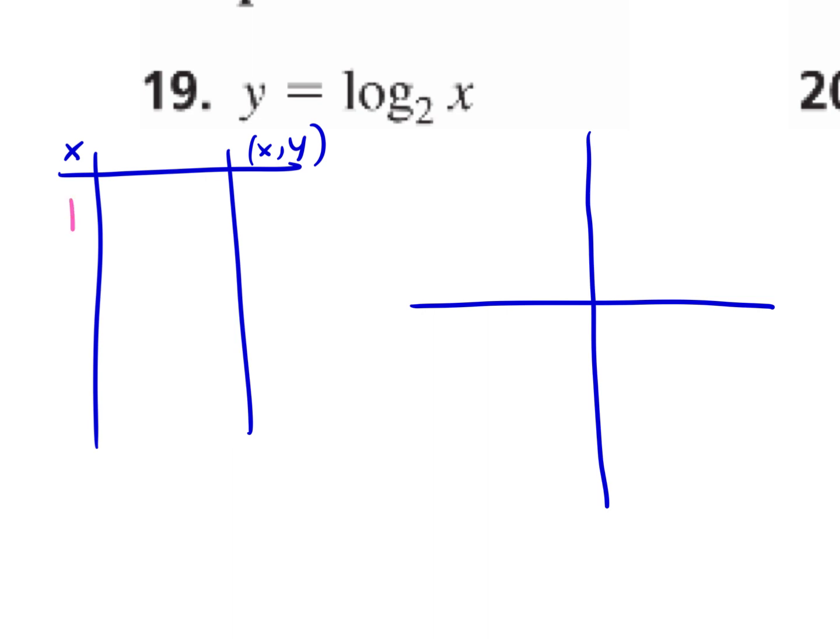1. So if I do the log base 2 of 1, this would be the log of 1 divided by the log of 2. And without even putting it in the calculator, what is this going to be? 0, because anytime the log of 1 is on top, it's 0. So our point would be what? 1, 0. So let's put it on our graph. We go to the right 1 and stay at 0.